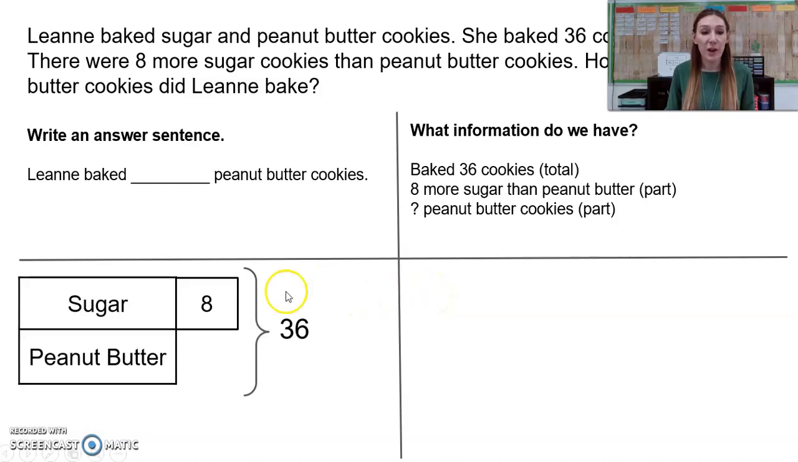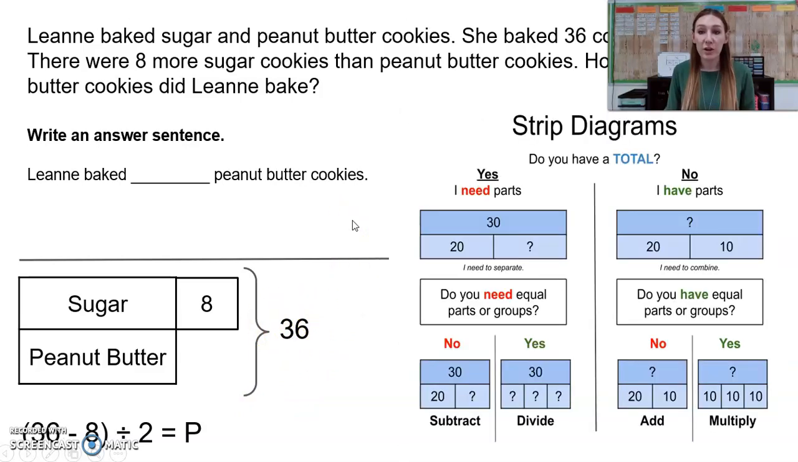So for our strip diagram, we know that she baked sugar and peanut butter cookies, and she baked 8 more sugar cookies than peanut butter cookies. And when we combine all of these cookies together, we get a total of 36 cookies. So we're going to look at our strip diagrams, our anchor chart, and ask ourselves, do we have a total? Yes, we do have a total.